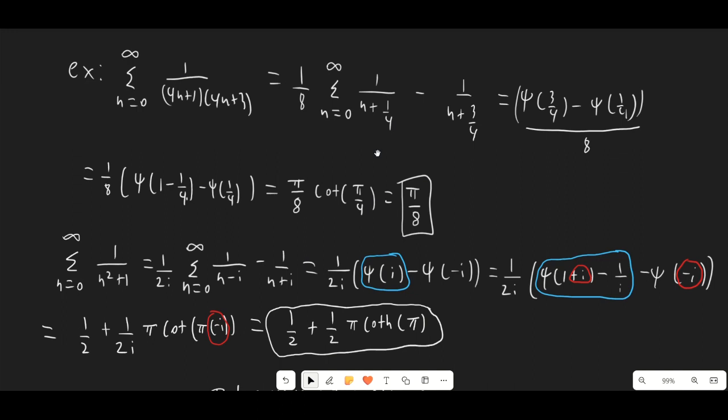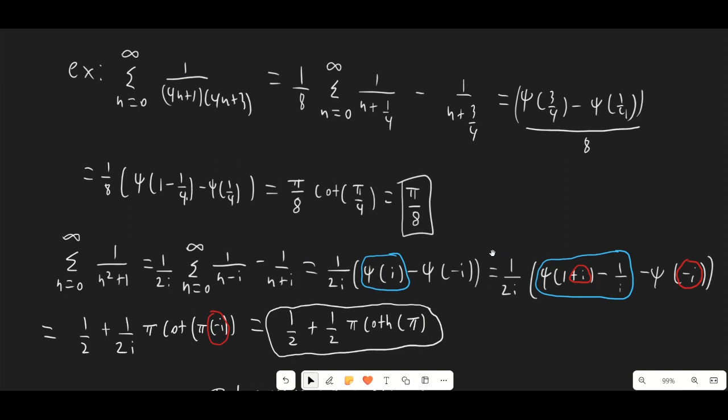Here's another cool example that shows us how the digamma function can help us deal with complex numbers. We have the sum from n equals 0 to infinity of 1 over n squared plus 1, which is the same as 1 over 2i times the sum from n equals 0 to infinity of 1 over n minus i minus 1 over n plus i. Then we take 1 over 2i times digamma of i minus digamma of negative i. We're going to replace digamma of i with digamma of 1 plus i minus 1 over i. And the reason we're allowed to do this is using that recurrence relation for the digamma function.